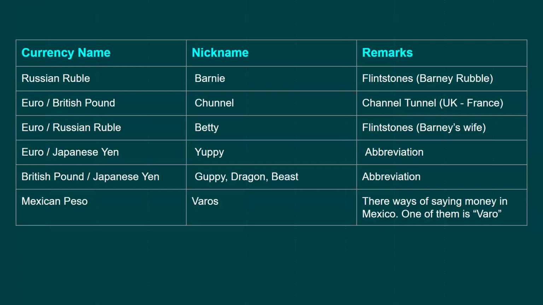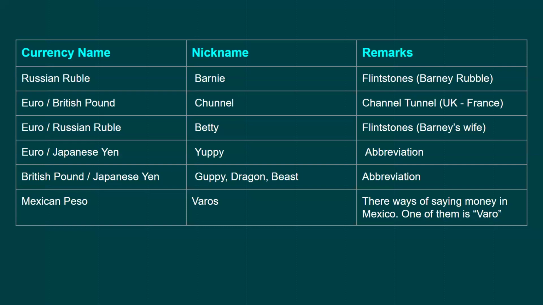Now, Euro-British pound, the cross currency, is called channel. And that is, of course, the Channel Tunnel going from the UK to France and Europe. So that's channel. Euro-Japanese yen is called yuppie. And if you squeeze, again, EURJPY, when you squeeze those, abbreviated, it becomes yuppie.